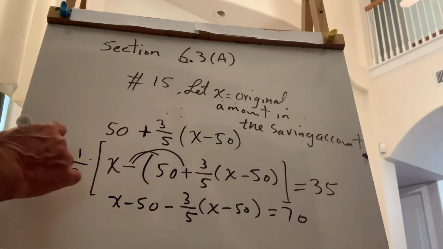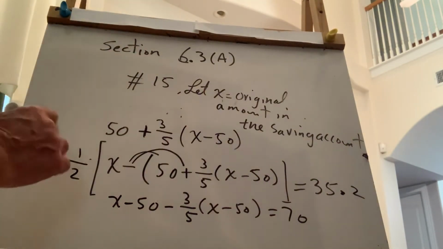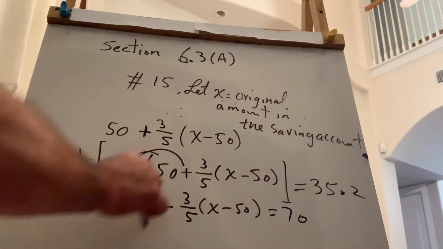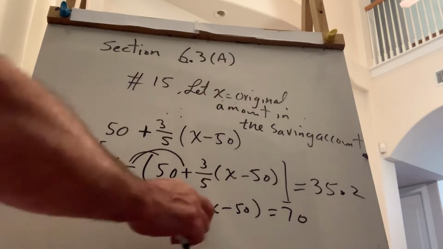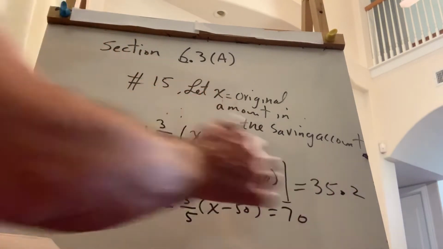So I want to remove the 1/2 by multiplying both sides by 2 right off the bat. So now I just distribute the negative by all the terms in here. Negative times 50 becomes minus 50. Negative times positive 3/5 becomes negative 3/5. We still have that X minus 50 inside. And also 2 times 35 is 70.